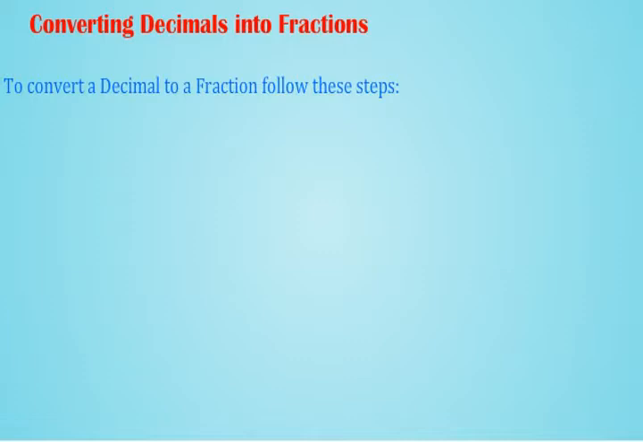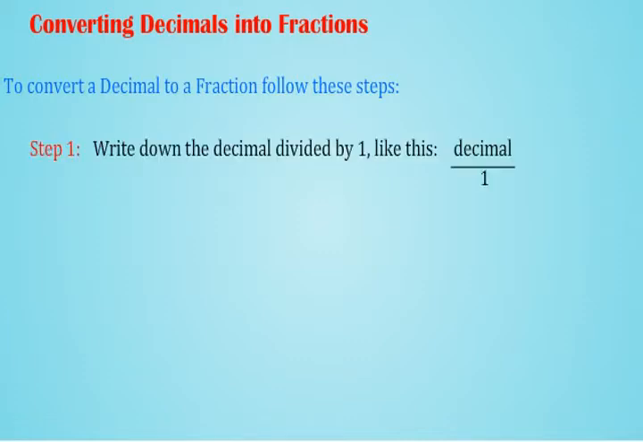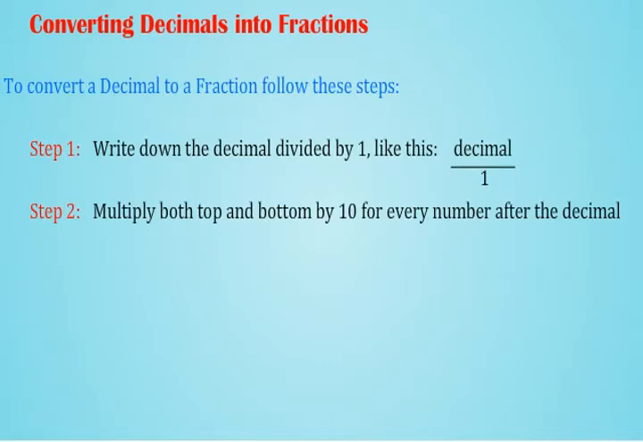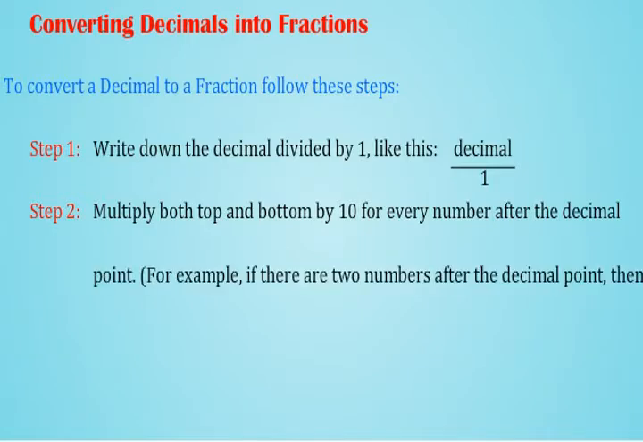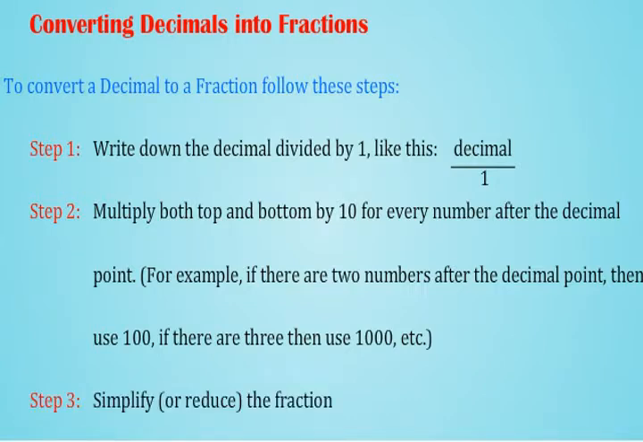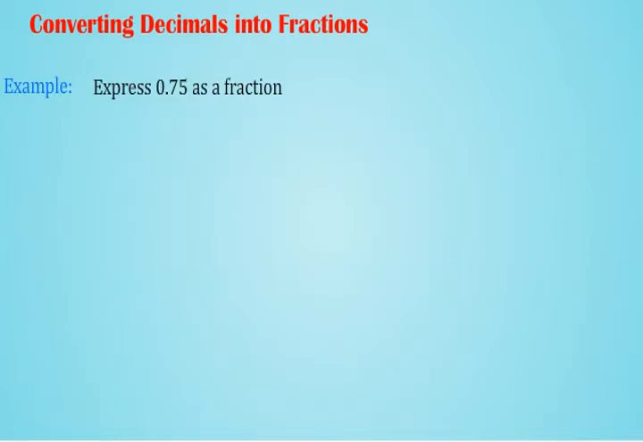Converting decimals into fractions. To convert a decimal to a fraction, follow these steps. Step 1. Write down the decimal divided by 1, like this, decimal by 1. Step 2. Multiply both top and bottom by 10 for every number after the decimal point. For example, if there are 2 numbers after the decimal point, then use 100. If there are 3, then use 1000, etc. Step 3. Simplify or reduce the fraction.